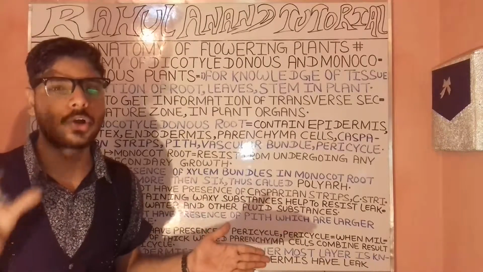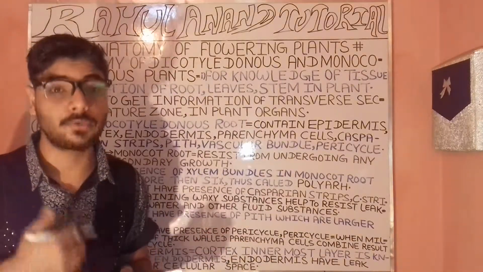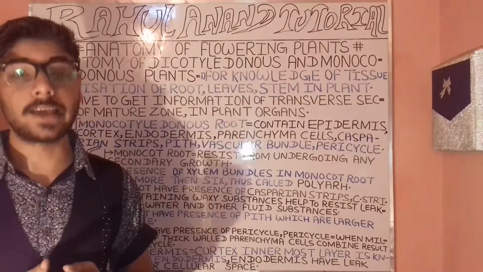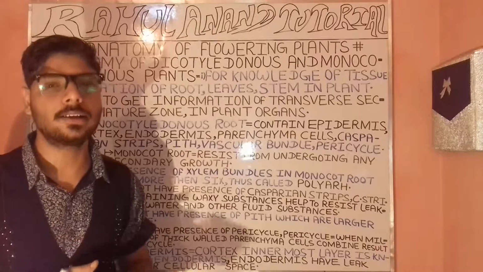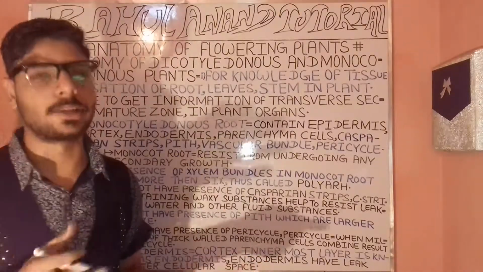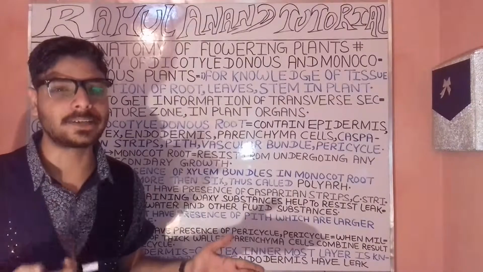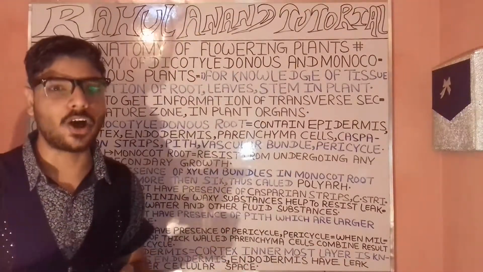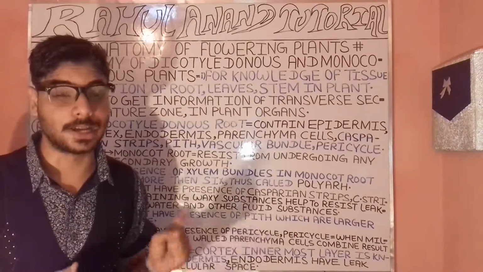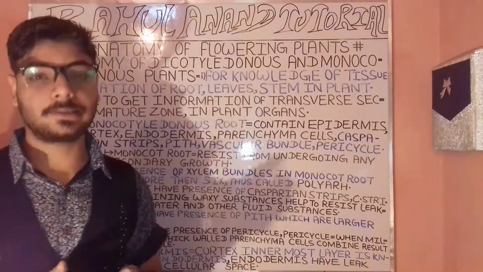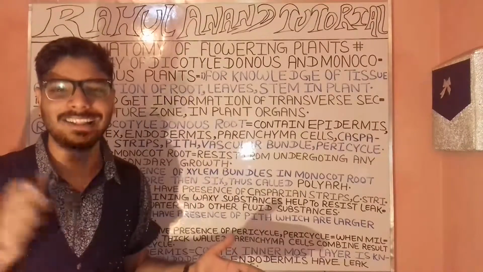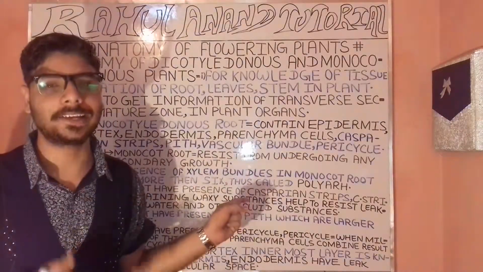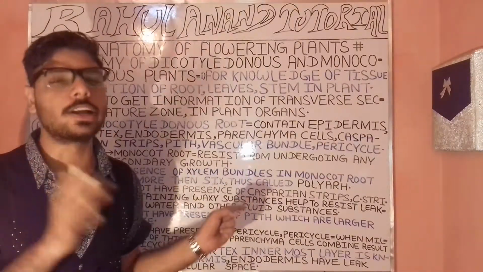When we are talking about the monocotyledonous root, it will have the presence of the epidermis, then the cortex, then the endodermis, then the Casparian strips, then the cortex again, then the pericycle, the protoxylem, then the metaxylem, and the pith, in the monocotyledonous root, often known as the monocot root.